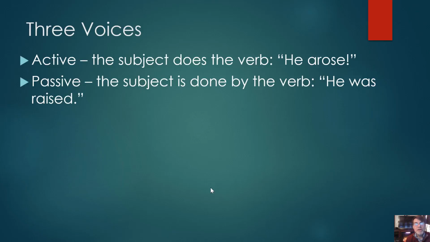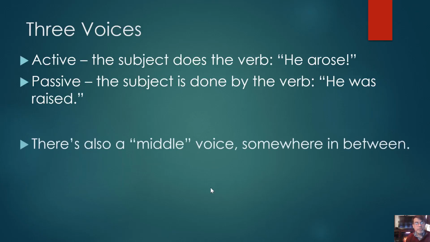Oftentimes with the passive, Greek will use the expression by something, by God. He was raised by God. And it'll use a preposition called hupo that takes the genitive case, hupo with the genitive, by God, for example. And that's called agency. Agency is the word for that.